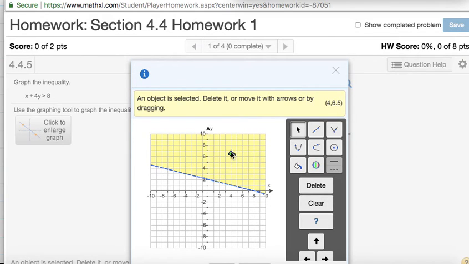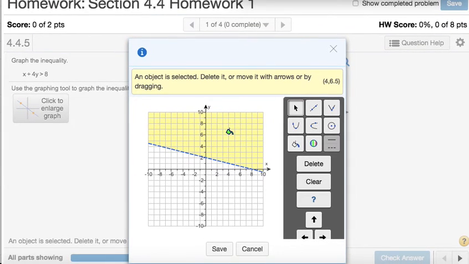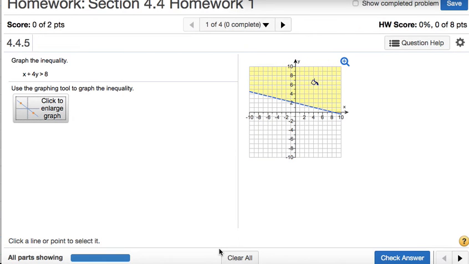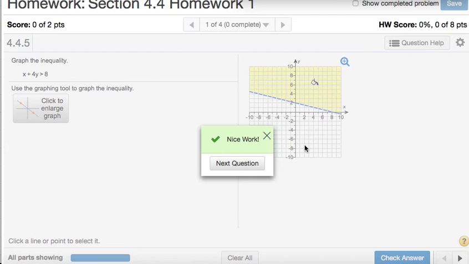It'll put the paint bucket on the graph. It doesn't matter where you put it as long as you put it on the right side of the line where it's supposed to go, but anywhere is fine. So click on the paint bucket and then click Save, and then check Answer, and that's it.